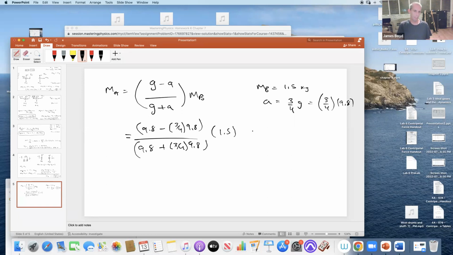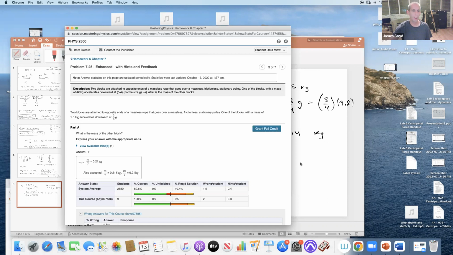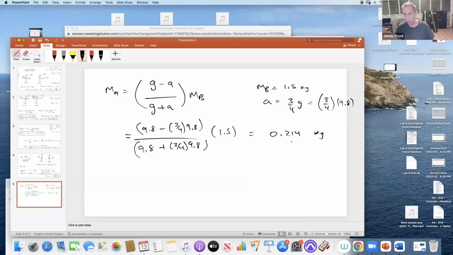You could actually do this a faster way by pulling G out of it, but I'm not going to. 9.8 minus 9.8 times 0.75, divided by 9.8 plus 9.8 times 0.75, times 1.5, and I get 0.214 kilograms, which they're calling 0.21 kilograms.